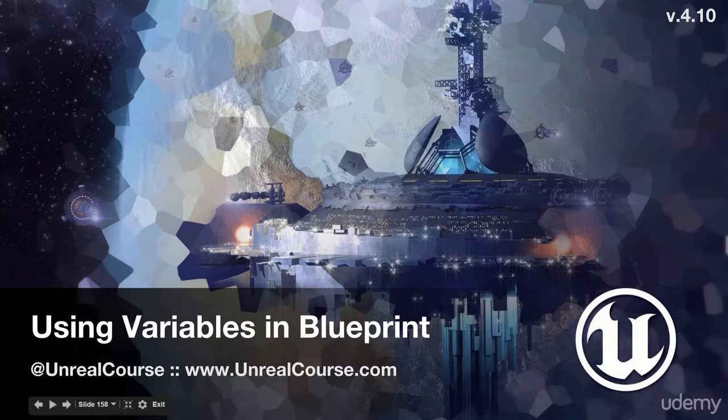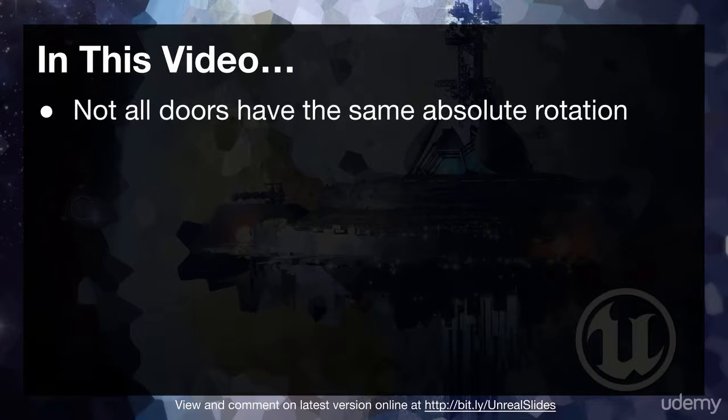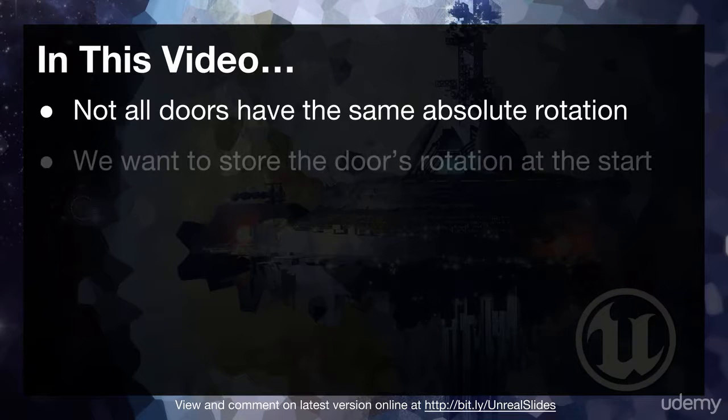So welcome to using variables in Blueprint. In this video, firstly, not all doors have the same absolute rotation. I've put my doors in a particular way, but your doors might be on different walls, right? Or your door might be opening strangely. It might open to 90 degrees at start and then close and do the opposite, whatever. It may not be behaving right. There's a good reason for it.